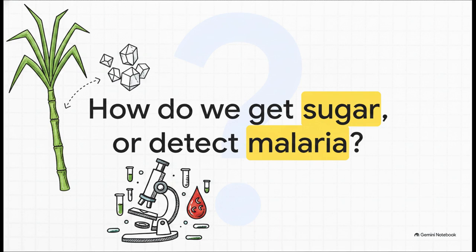Have you ever wondered how we get pure, white, sweet crystals of sugar from a tall, green sugarcane plant? Or how doctors can detect a disease like malaria using just a tiny, single drop of blood? These everyday miracles rely entirely on the abstract science of separating mixtures. It's literally the invisible engine powering the things we rely on every single day.